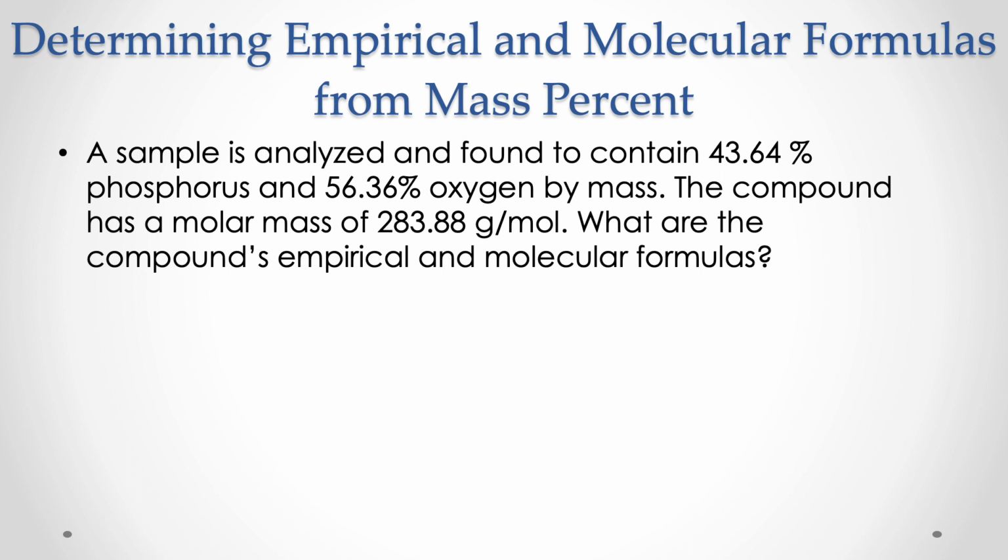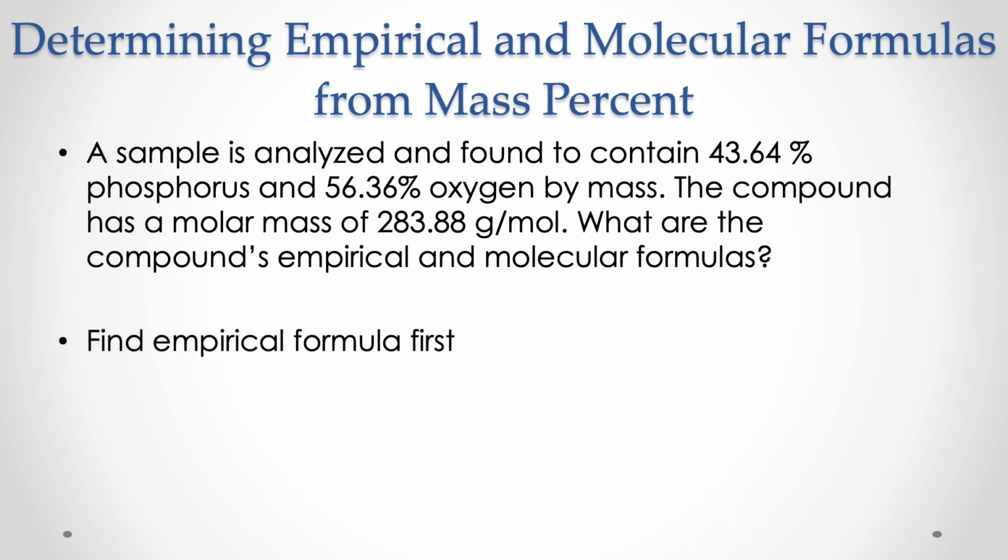Let's determine the empirical and molecular formula from mass percent. A sample is analyzed and found to contain 43.64% phosphorus and 56.36% oxygen by mass. The compound has a molar mass of 283.88 grams per mole. What are the compound's empirical and molecular formulas?